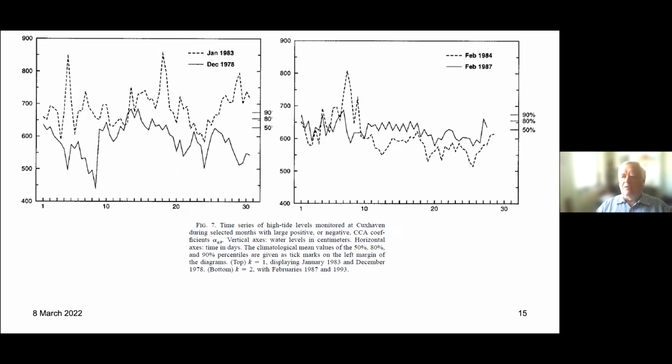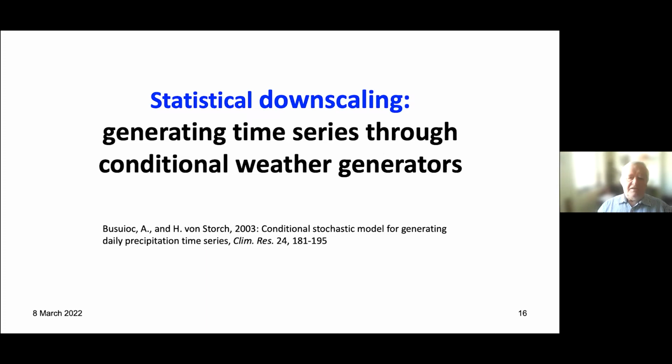On the other hand, if we go for a large second coefficient, positive and negative, we have what we see on the right-hand side. The second pattern described a lowering of the mean water level, but an increase of the high percentiles. The dash curve describes just that, while the solid line describes the opposite, namely an increase of the mean level but a decrease of the extremes. And that's what you see here. So that works quite nicely.